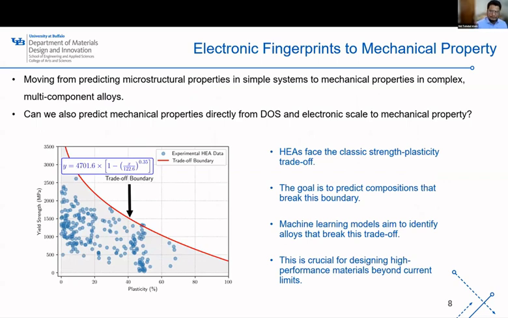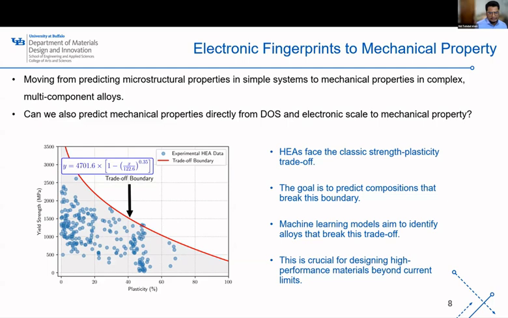In the next step, we want to take this approach further. Can we make the material system more complex? For example, we trained our model on single elements, and we expanded it to binary alloys. Now we want to predict properties of a more complex system, which is high entropy alloy. So the question is, if we can predict a microstructural property like stacking fault energy from density of states, can we also predict mechanical properties like yield strength and plasticity?